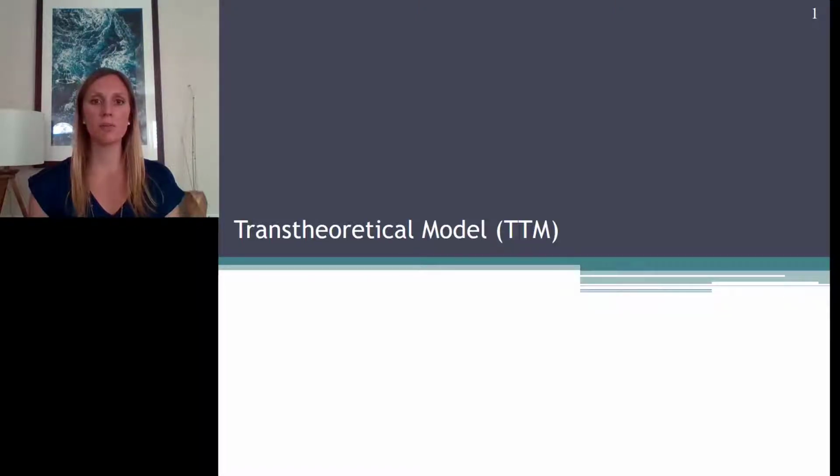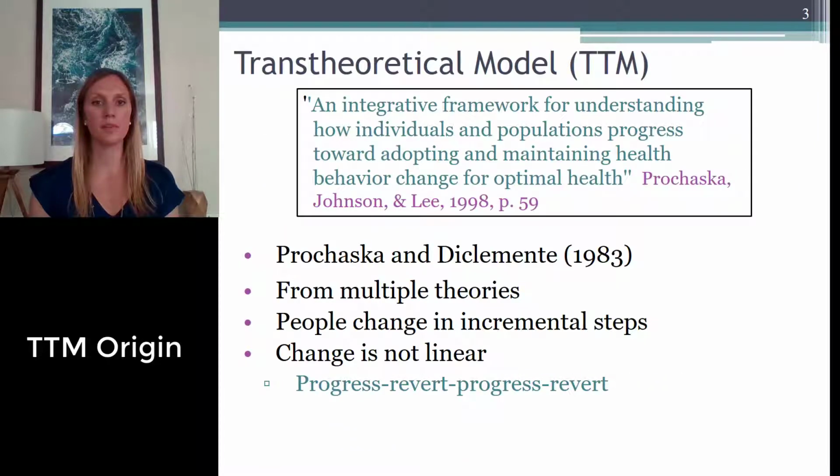Today we'll cover the trans-theoretical model, or the TTM. The TTM originated in the early 1980s and was developed by two very famous scientists named Prochaska and DiClemente. The trans-theoretical model, as the name implies, is derived from multiple theories, and pieces of the different theories were put together. So that's where the name trans-theoretical model comes from.